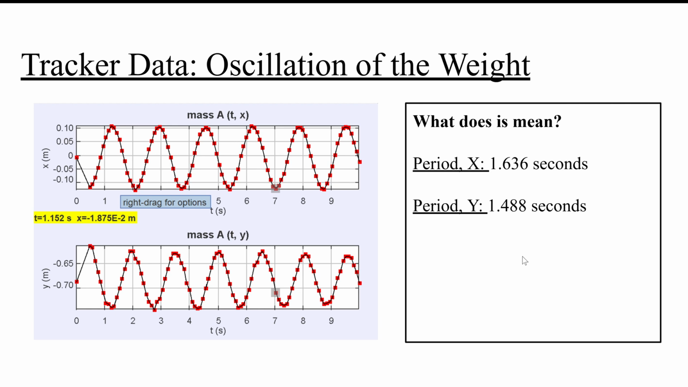Here you can see the tracker data that we created by marking all of the x and y values, and they're as a function of time in two separate graphs. You can see here that they have different periods. The period of the x coordinates was 1.636 seconds, whereas the period of the y coordinates was 1.488 seconds.